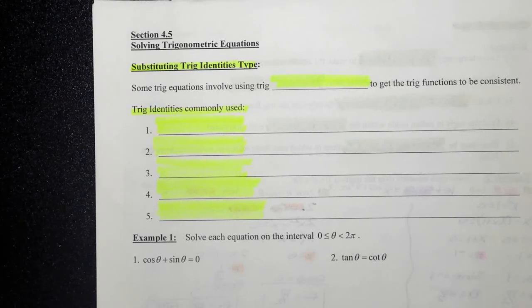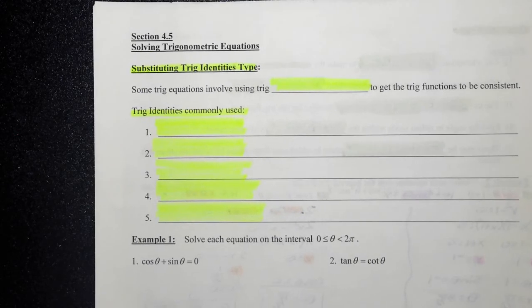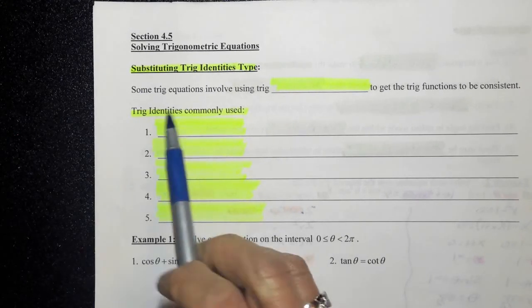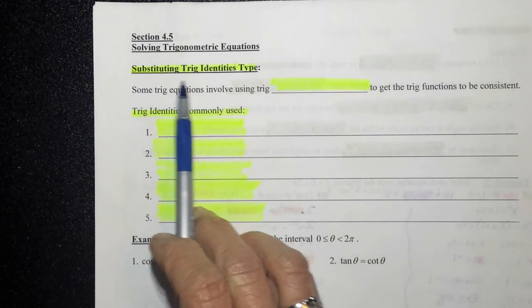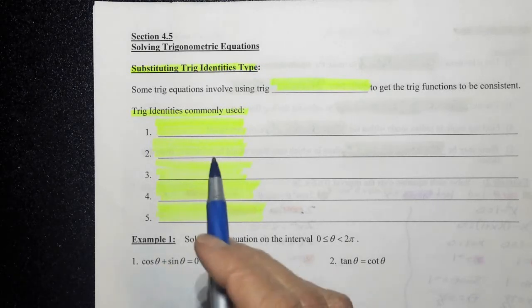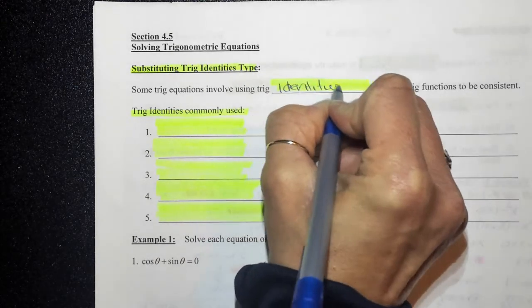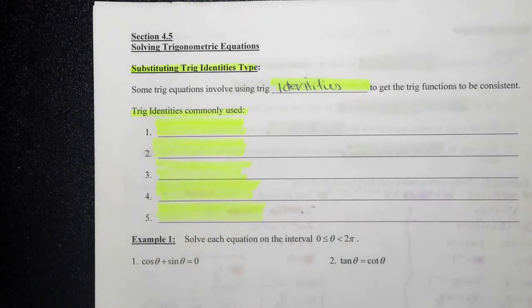So in this next section, 4.5, we will continue solving trig equations, but in this section we're going to focus on substituting using trig identities. So we're going to go through a few things that would be some strategies that help you decide which identities to use. So some trig equations involve using trig identities to get the trig functions to be consistent.